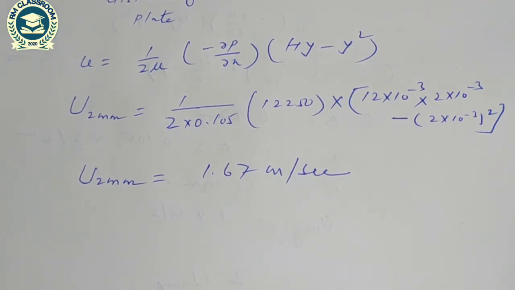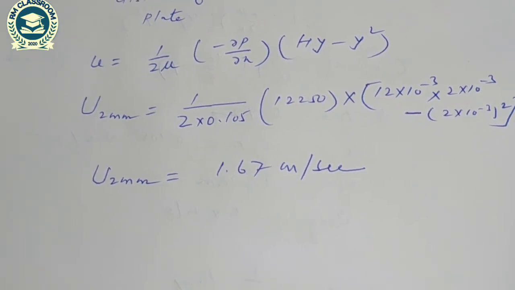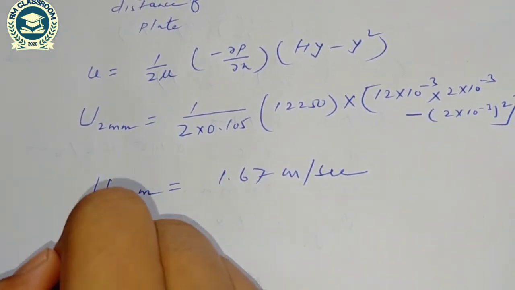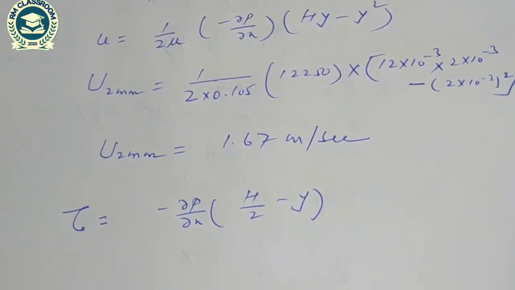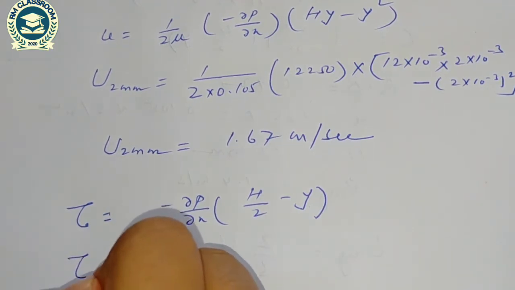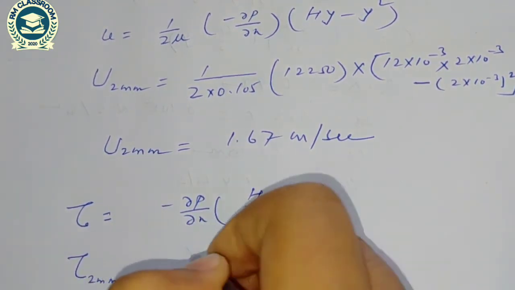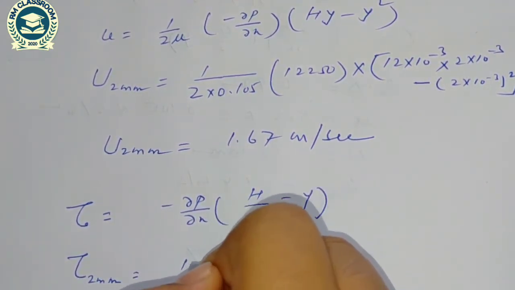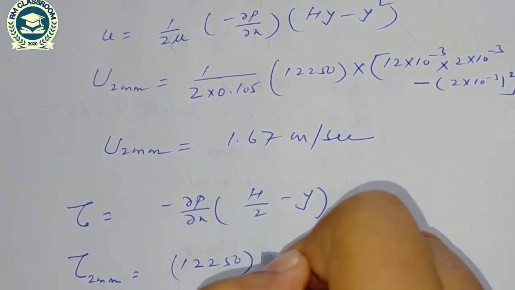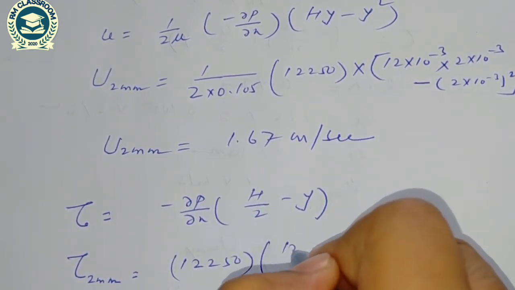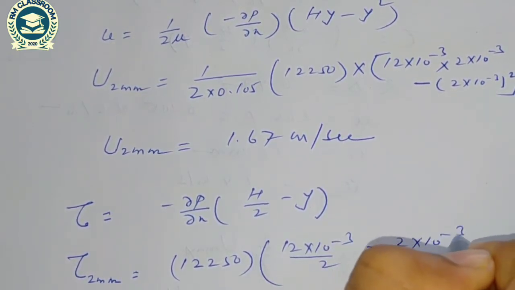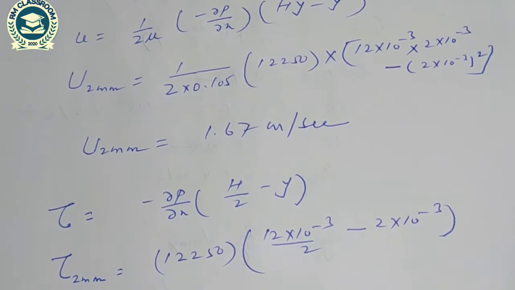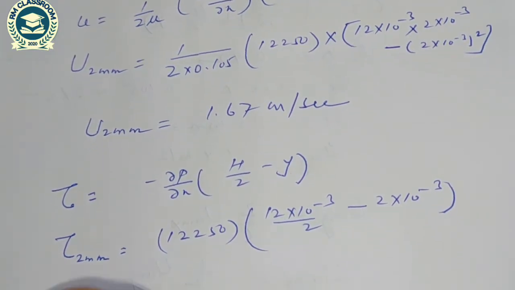Similarly, shear stress can also be computed. Tau is equal to, so shear stress at 2 mm is equal to minus del p by del x, so it is 12250 into (h by 2 minus y). So 12 into 10 to the power minus 3 by 2 minus 2 into 10 to the power minus 3. So it will give the shear stress in Newton per meter square.